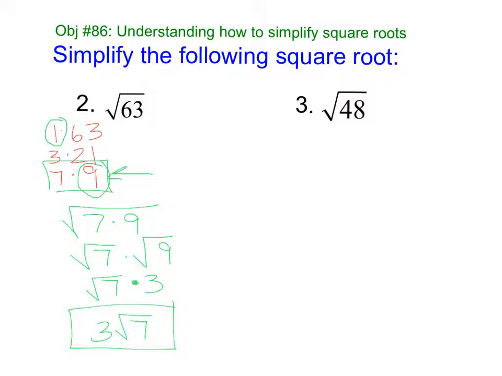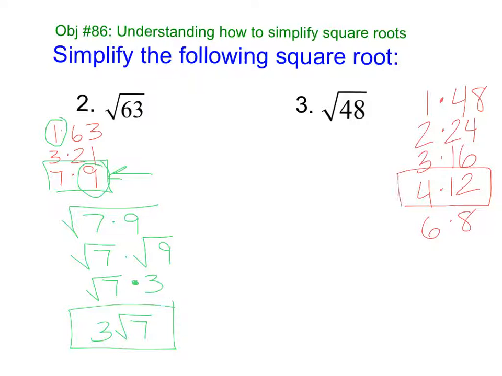All right, I want you to pause your video and try this next one on your own. Now, this one tends to mess kids up a lot. So this is what happens. I'm going to show you the wrong thing, okay? So 2 times 24, 3 times 16, 4 times 12, and 6 times 8. So those are all our pairs. Now, a lot of kids automatically will jump to 4 and 12. They're like, oh, 4. Okay. Square root of 4 times 12. Square root of 4 times the square root of 12.